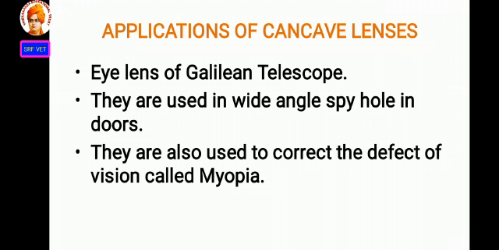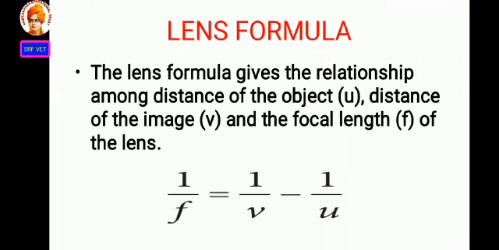Lens formula. The lens formula gives the relationship among distance of the object, distance of the image and focal length of the lens. The formula is 1 by f is equal to 1 by v minus 1 by u. f is the focal length, v is the distance of the image, u is the distance of the object. This formula is applicable for convex and concave lens.